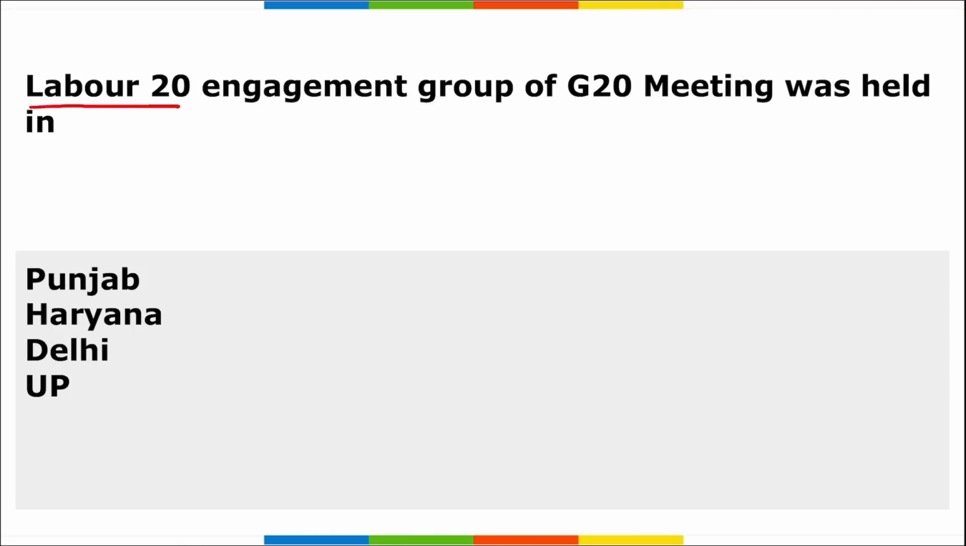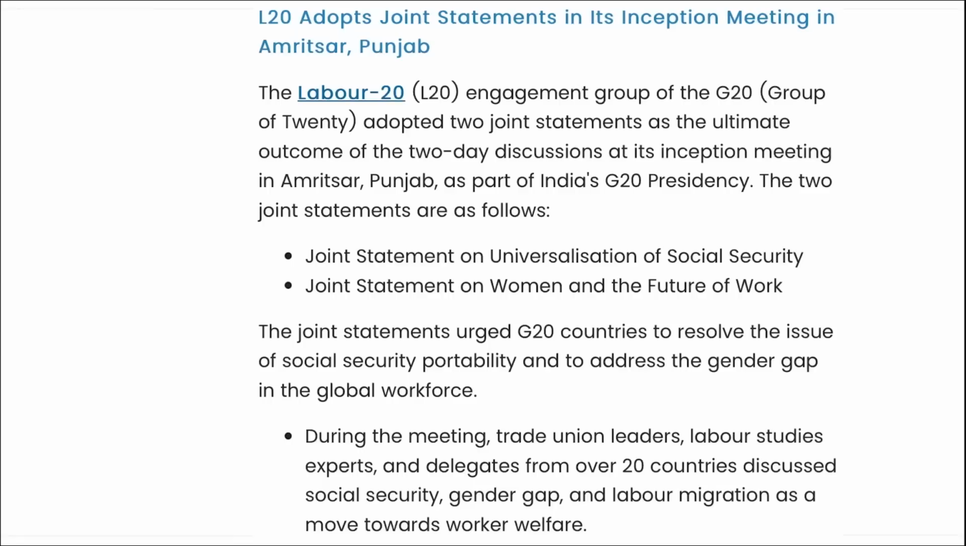Next is Labor 20, or we can say L20, engagement group of the G20 group only. They have adopted two joint statements as the outcome of the 2-day discussion at its inception meeting. The question asked here is where this Labor 20 engagement group of G20 meeting was held. It was held in Amritsar, Punjab. The two joint statements that were released are important. First was the joint statement on universalization of social security and the joint statement on women and the future of work.